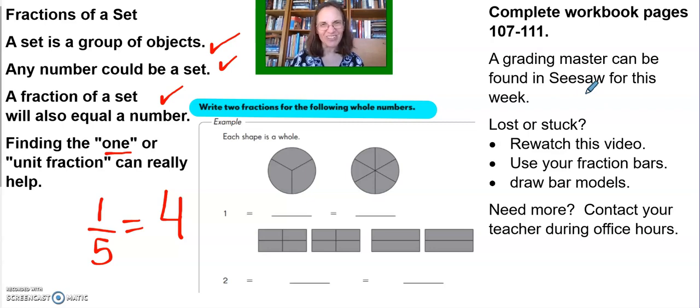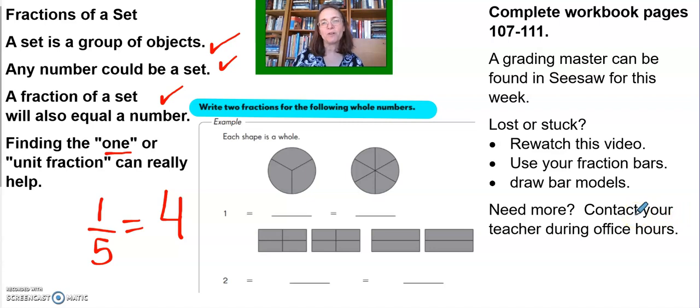If you get lost or stuck, definitely rewatch this video. This is sort of mind-blowing when you're first learning it. Definitely use your bar models and your fraction bars. Draw those bar models. Get out those little manipulatives we sent with you. If you'd rather draw pictures of circles, go for it. If you need more help, contact your teacher or me during our office hours.